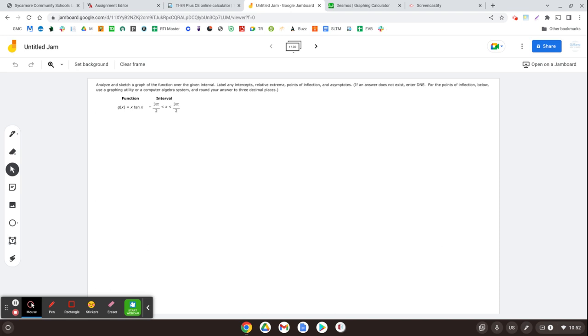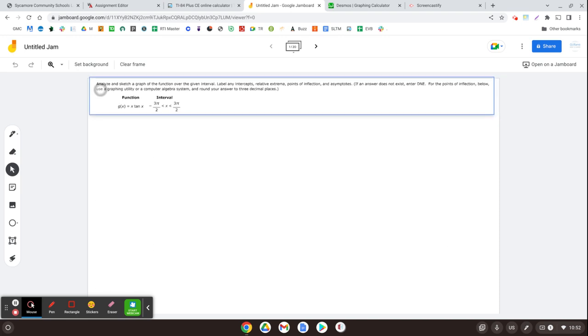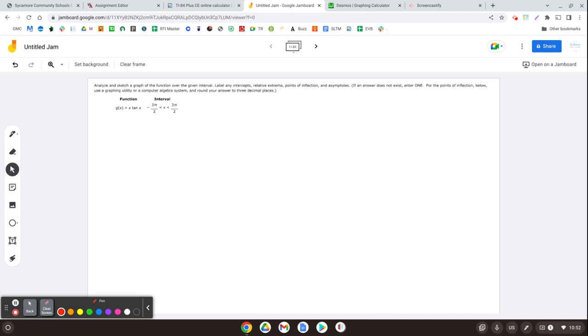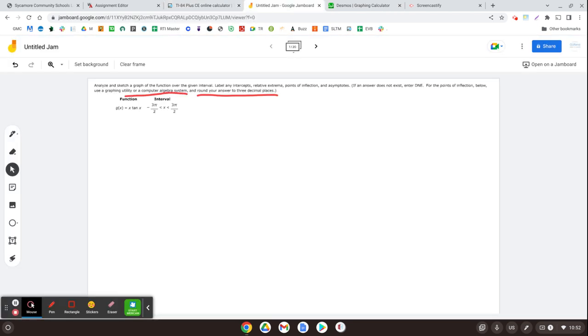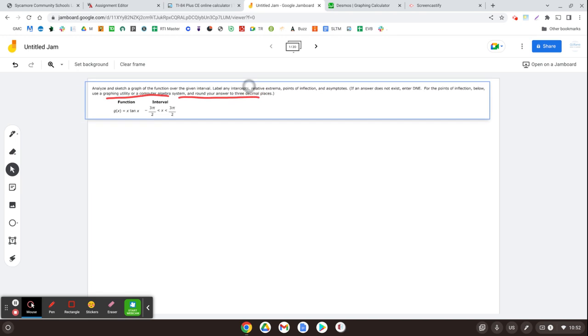A couple things. Use a graphing utility or a computer algebra system. Okay, so that's going to be able to help us. And then round your answers to 3 decimal places. That means we don't have to write these as like 6 radical 3 over 4 or anything like that. We can round them, which means we can use our graphing utilities, namely Desmos graphing calculator, to help us with this. Okay, so first it wants us to find the intercepts.